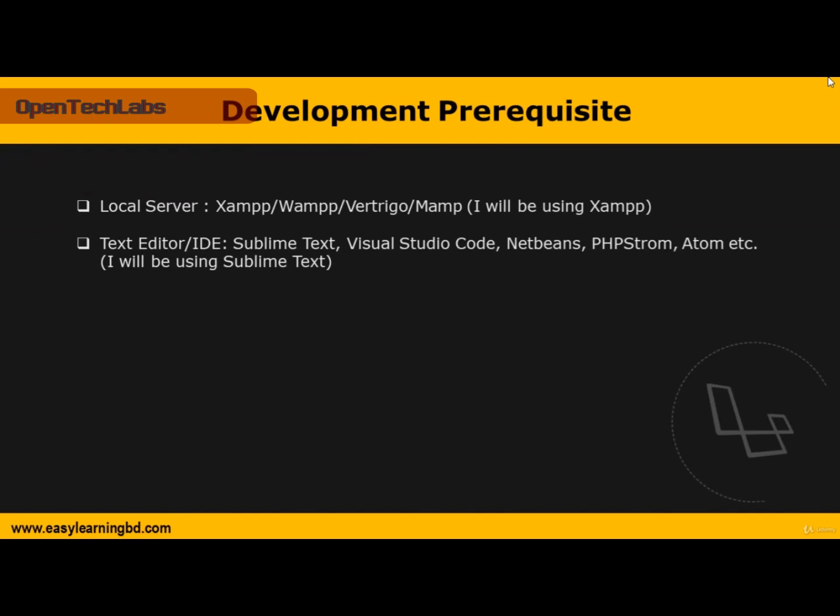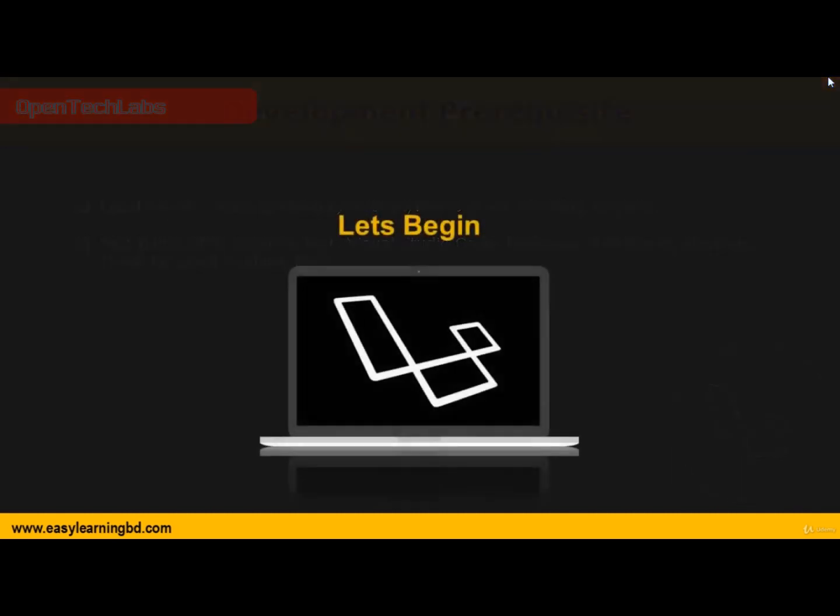And also for development, you will need one text editor or IDE like Sublime Text Editor, Visual Studio Code, NetBeans, PhpStorm, Atom, etc. All these editors are totally free software. All you have to do is download and install it on your system. I will be using Sublime Text Editor for this project. That's all you will need for starting this course. If you are ready, then let's get started.